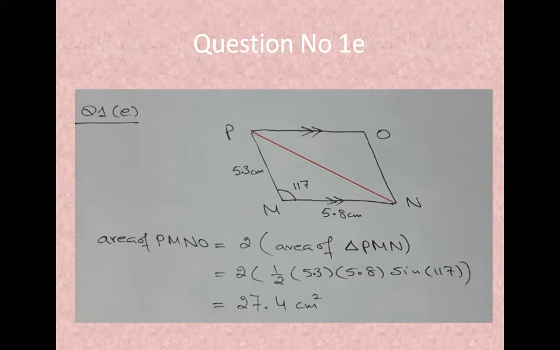So if you look at the triangle PMN, I know the two sides and the included angle between them. So if I find the area of this triangle and then double it, that will be the area of the parallelogram. So 2 times the area of the triangle PMN. So 2 multiplied by 1 by 2 into 5.3 into 5.8 into sine of 117 equals, and that will be 27.4 centimeters square. Hopefully you understand.